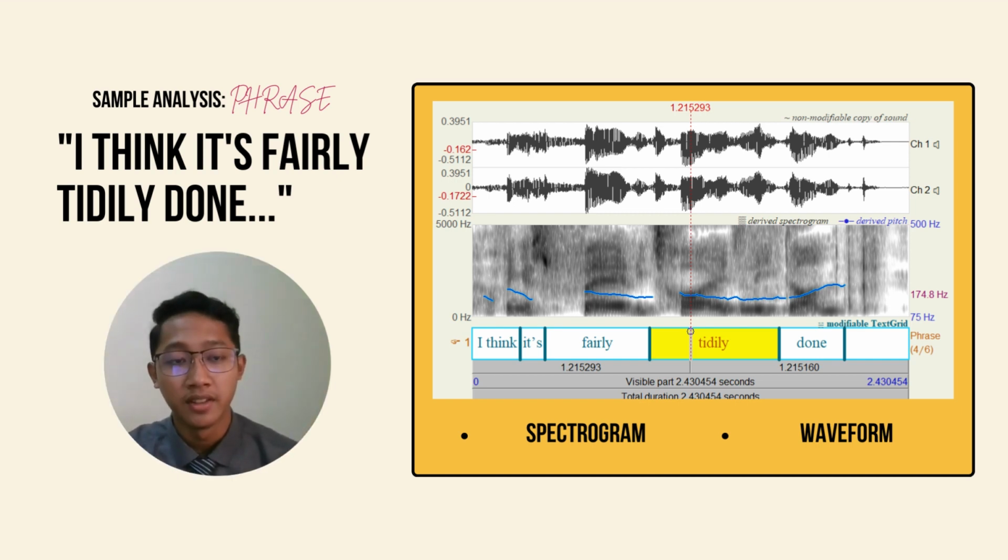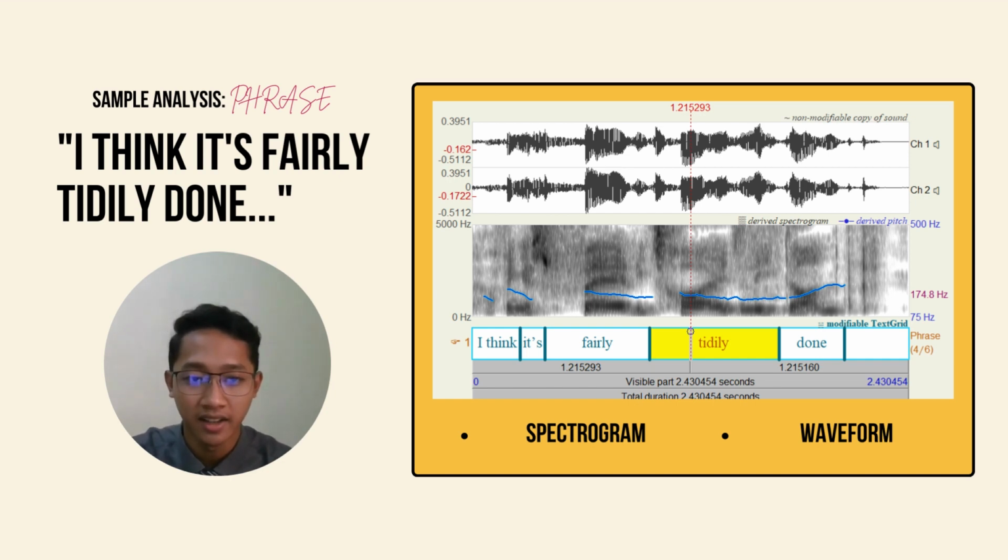In terms of the spectrogram, the darkening of the upper side is for the consonants, while the darkening of the lower side is for the vowels. In the phrase "I think it's fairly tidily done," we can see in the spectrogram there are quite a number of darkenings at the lower side of the spectrogram.